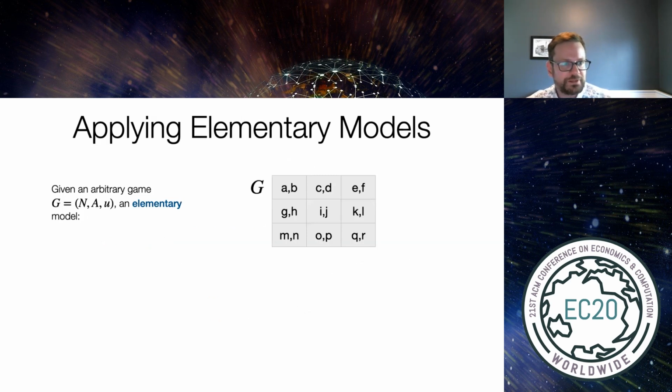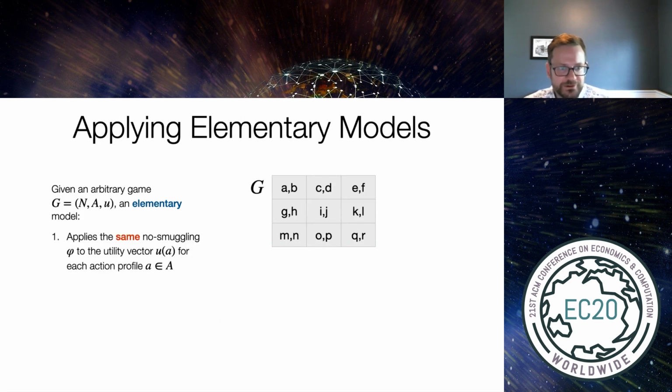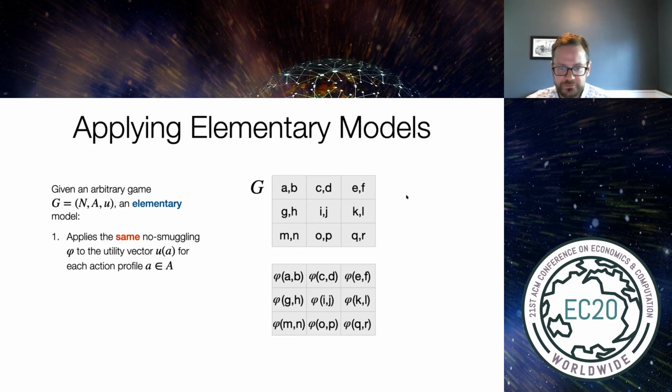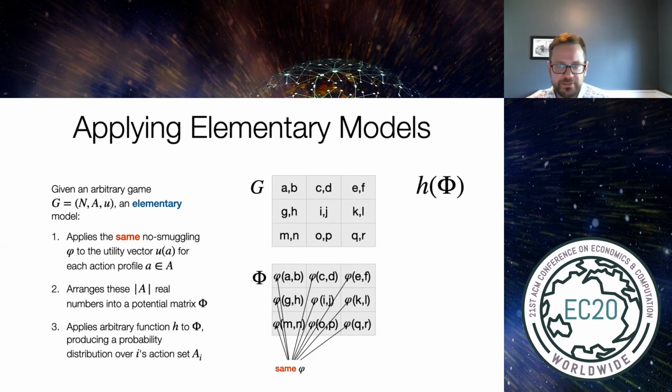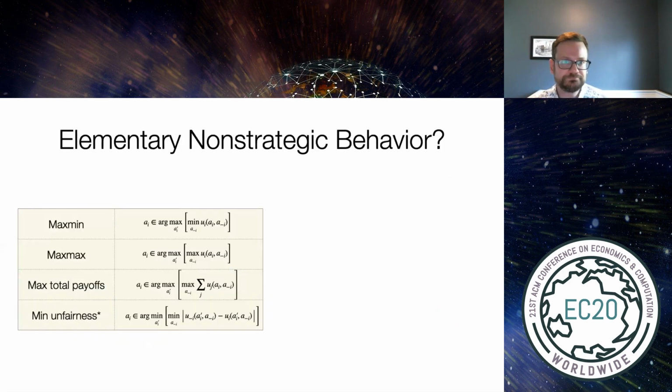So just to quickly run through how that works, let's take our arbitrary two-player game G here. We're going to apply this same little phi to every action profile. That's going to give us this new matrix that we'll call big phi. And then we send that big phi to our arbitrary function h, and it's going to give us some distribution over the actions of G, or over the actions of one of the players of G, I should say. That's how these things run.